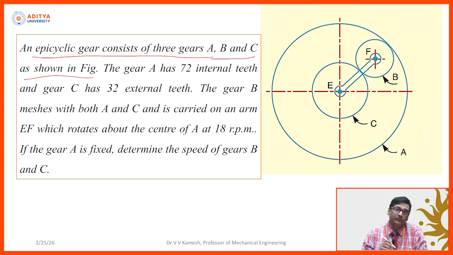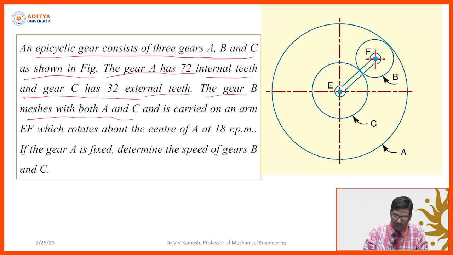But in some problems we need to identify how the structure of the gear train will be. We need to draw the diagram, right. The gear A has 72 internal teeth and gear C has 32 external teeth. The gear B meshes with both A and C and is carried on the arm EF, which rotates about the center of A at 18 rpm. Now the last part: if the gear A is fixed, determine the speed of the gears B and C.